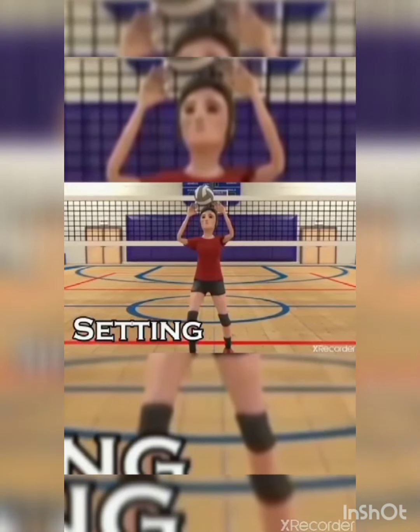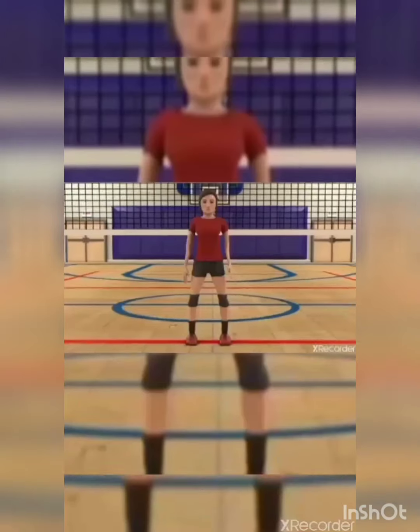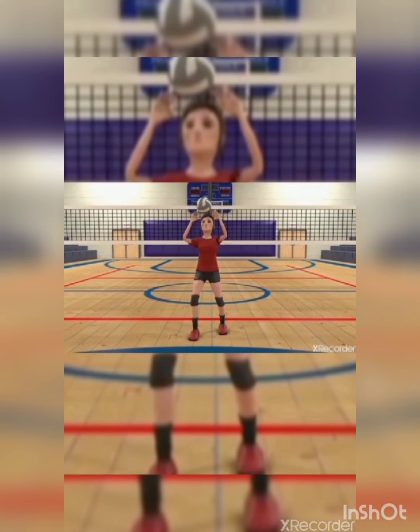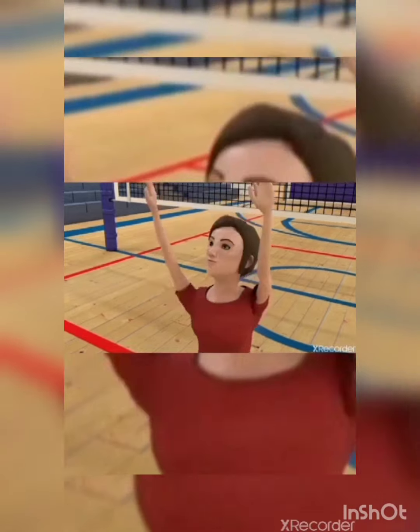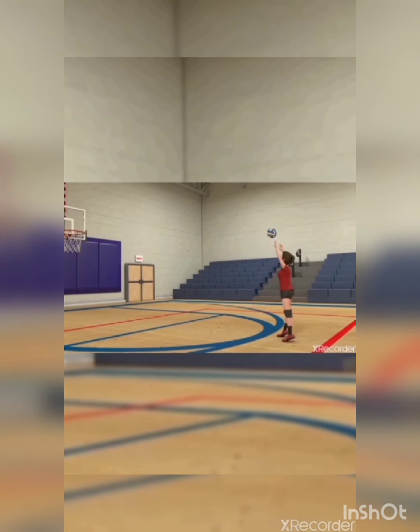The next skill is setting. It is done by pushing the ball above the head so that the other player of your own team can play the ball well. Now this is done just before smashing, or when the opposite player hits the ball. You can see in this image the player has the hands above the head and pushes the ball up into the air or passes it to one of his players so that they can hit the ball with a comfortable and fast motion. This movement helps in giving a smash.